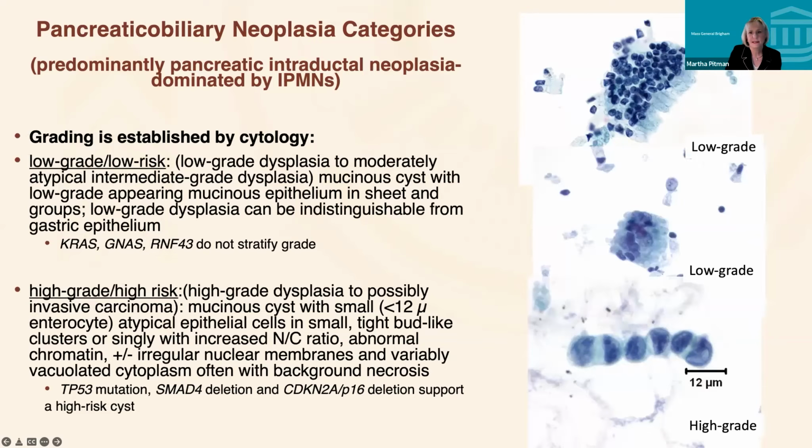But then we have to grade the cyst, and we do that with cytology, and if you do next-gen sequencing, by the detection of high-risk mutations. So we look at the cytology to say whether it's low-grade, low-risk, and that includes low-grade dysplasia, which looks like benign mucinous epithelium, to moderately atypical intermediate-grade dysplasia, pseudostratified mucinous epithelium. These are both low-grade. And distinguishing that from high-grade epithelial atypia that includes these small high NC ratio cells.